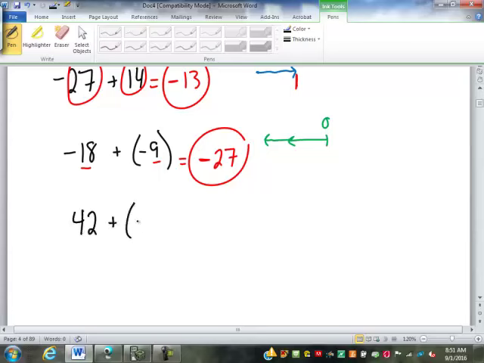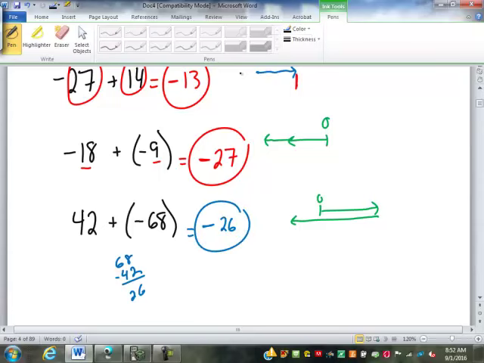I have 42 plus a negative 68. Start at 0. Here's 42, goes in the positive direction. Negative 68, same direction or opposite? Opposite. Shorter or longer? Longer. 68 is bigger than 42, so it goes longer. So this tells me that I'm on the negative side of 0 again. Is it combining the values or the difference between them? Difference, because they go opposite directions. So it doesn't matter which order I subtract. I'm going to take the bigger one minus the smaller one. 68 minus 42 is 26. So it's a negative 26.